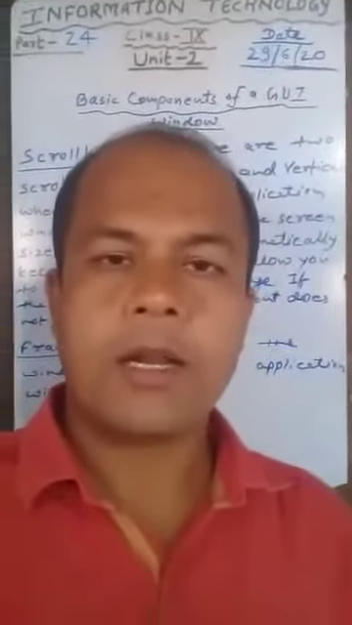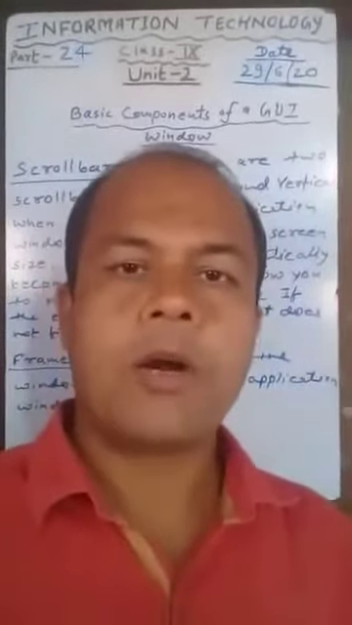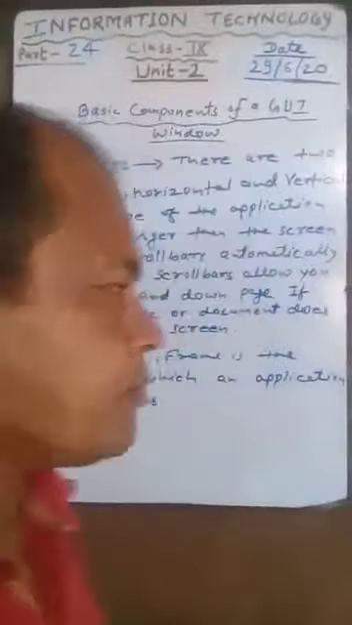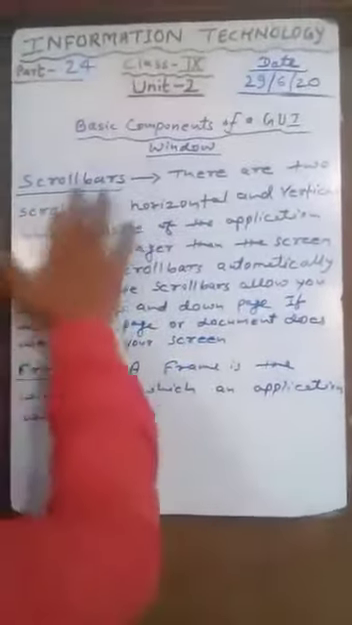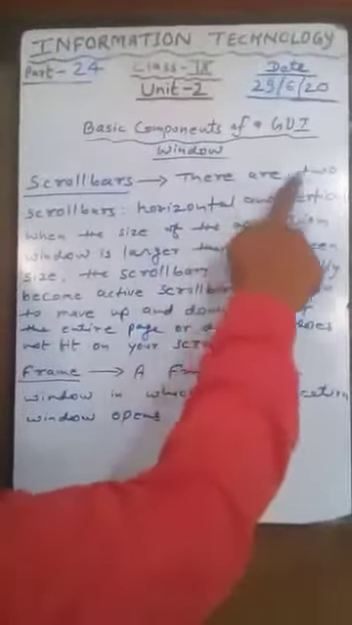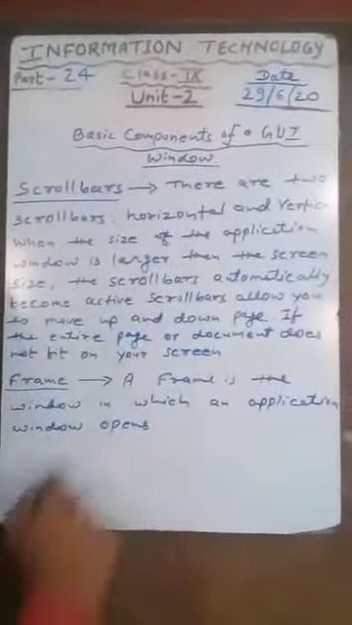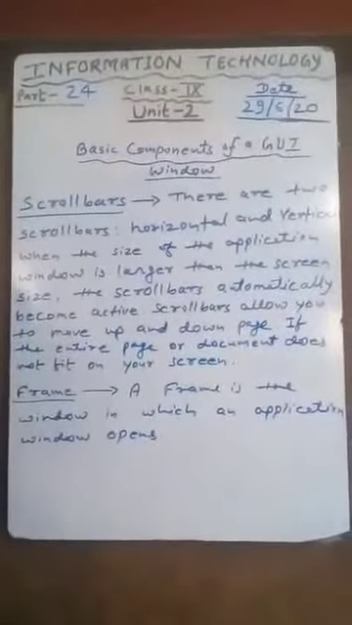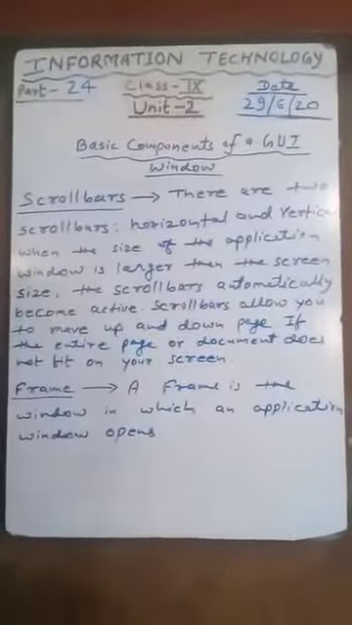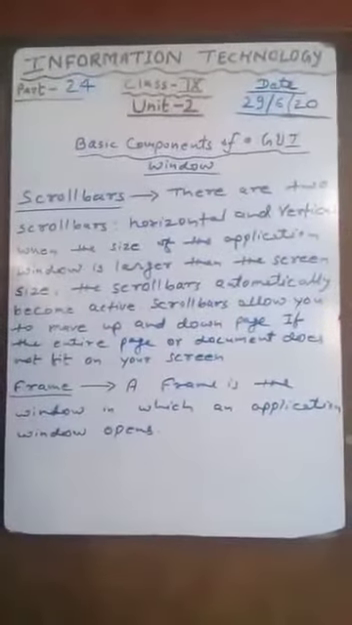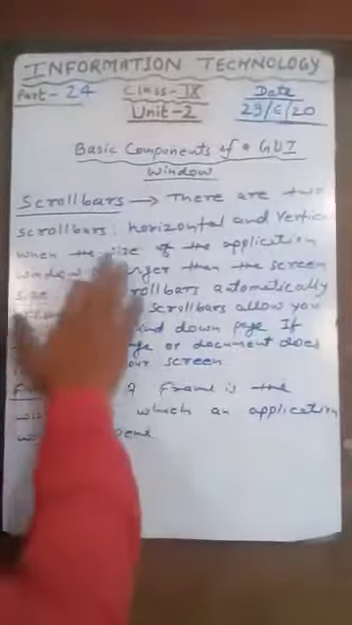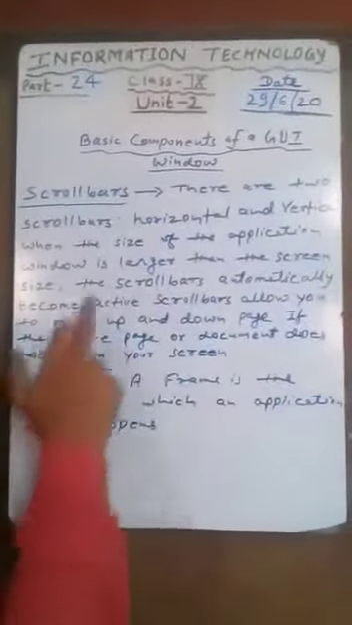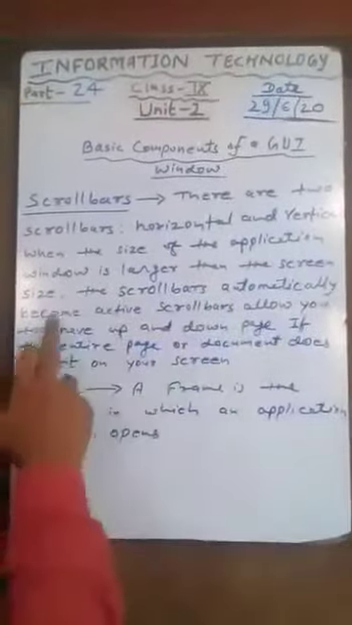What is a scroll bar? What is the function of the scroll bar, what are the uses of the scroll bar? There are two types of scroll bars, horizontal and vertical. When the size of the application window is larger than the screen size, the scroll bars automatically become active.